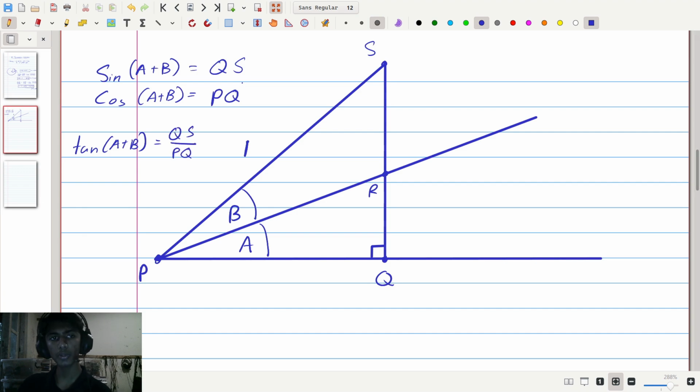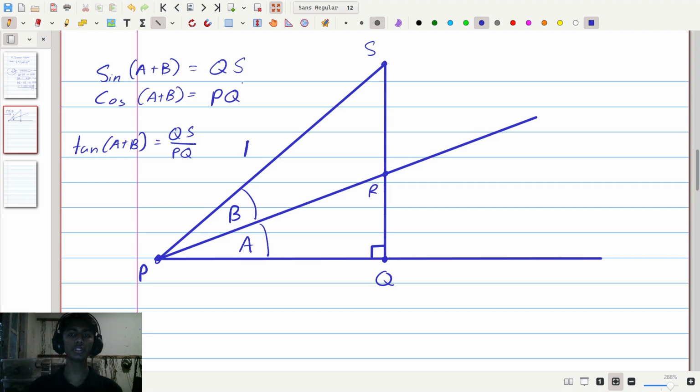So we want to try to find sine of A plus B, cosine of A plus B and tan of A plus B. But we want to find them also in terms of sine A, cosine A, tangent of A, and sine B, cosine B and tangent of B. Why? Well, you will see why in a little bit. But we're going to try to find each of these values in terms of sine, cosine and tangent of A and B.